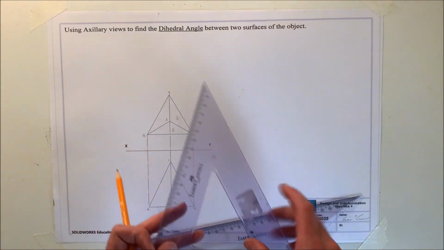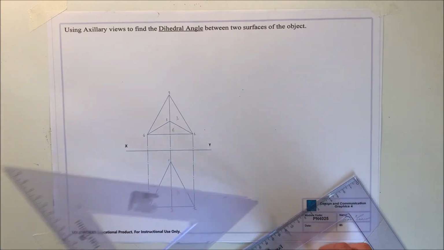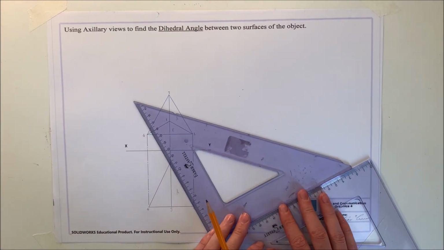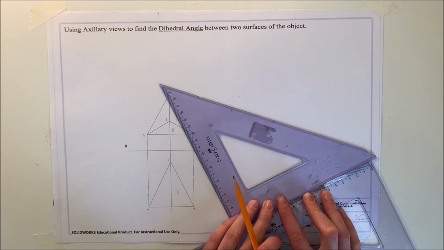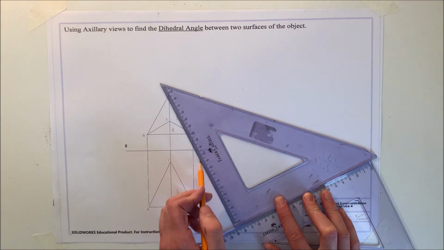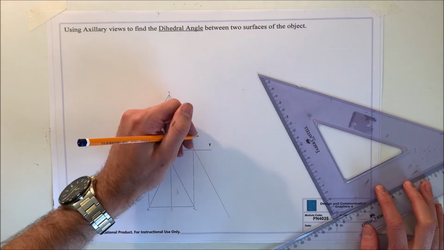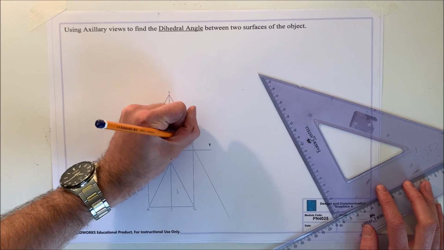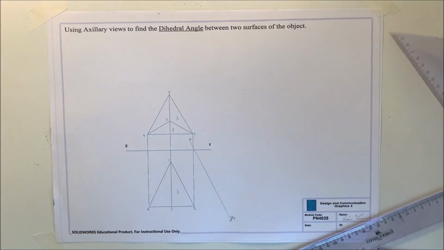Get my sliding set squares, set them up in such a way that I won't be hitting them off of anything. Take a line parallel, bring it out, not too far. Nice strong line. Call it X1, Y1. My first auxiliary view.